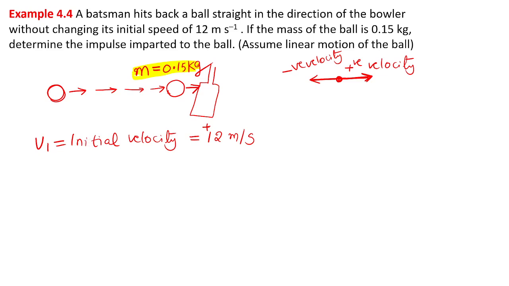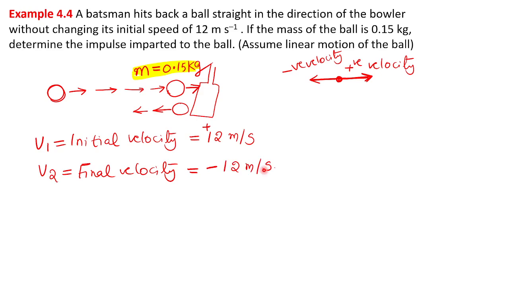Now v2: after hitting the bat, the ball is rebounding, right? The ball rebounds like this, going backwards. The question says a batsman hit back the ball without changing the initial speed. Speed remains the same. Initial speed was 12; after hitting the bat, the final speed is also 12. But I am writing velocity. Final velocity: the ball is moving backward, so the velocity will be minus 12. Speed is 12, but the sign is required when we write the velocity.